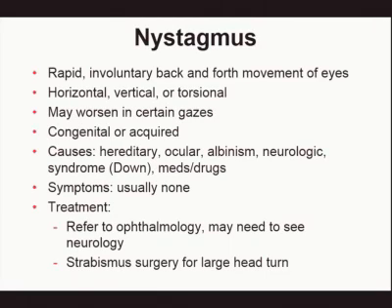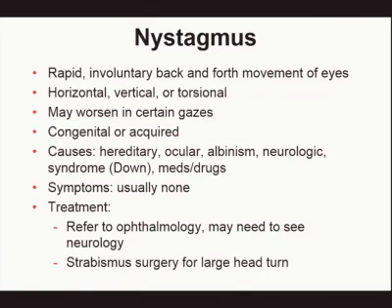Nystagmus is a rapid involuntary back and forth movement of the eyes. Typically it's horizontal, but it can be vertical or it can be torsional. It can worsen in certain gazes, so you have probably all seen end-gaze nystagmus when looking over. That's a very common one. Nystagmus can be congenital or acquired. It can be hereditary, so if there's a family history of nystagmus, you're less apt to work it up.